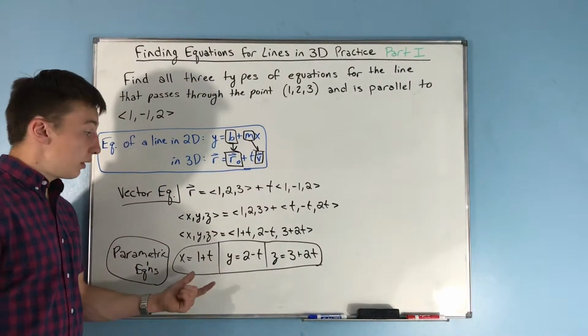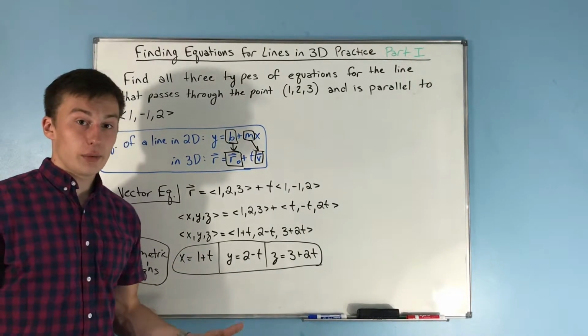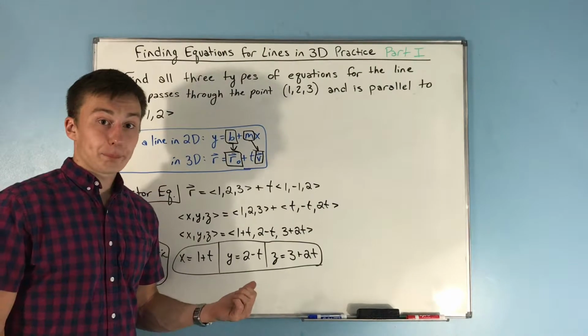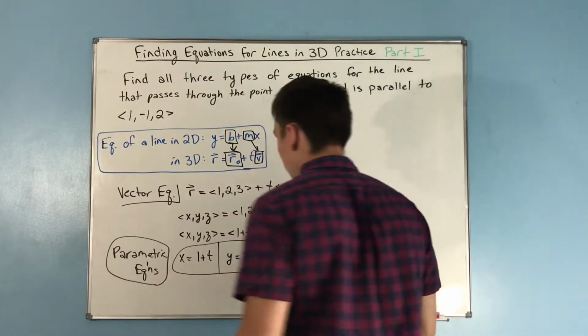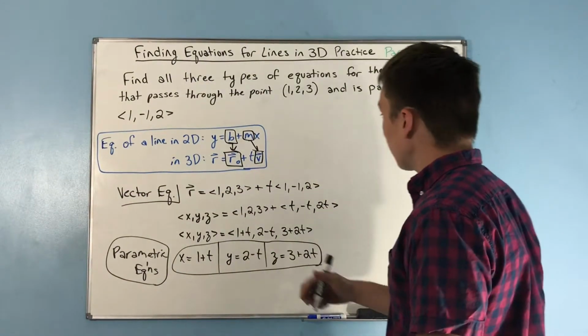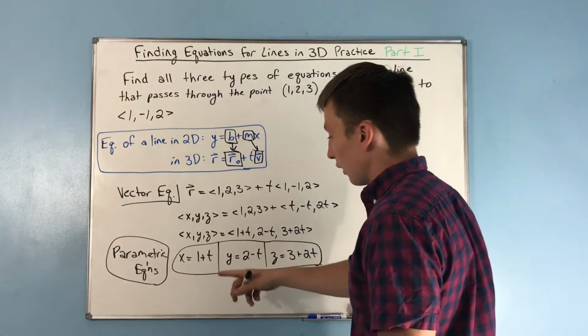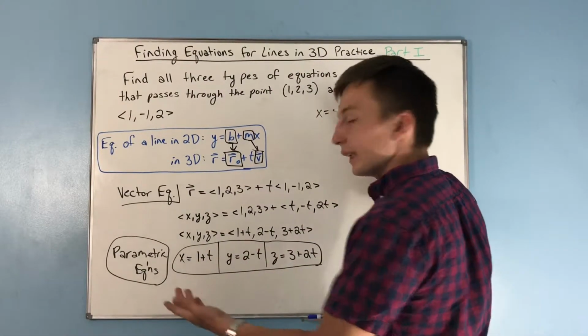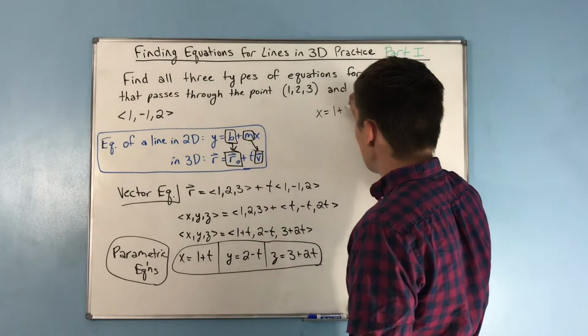And lastly, we need to find the symmetric equations. How do you find the symmetric equations? Well, you eliminate the parameter. So if we do that here, we have to do it for all of them, but let's start out by solving for t. That's the first thing that we have to do here.